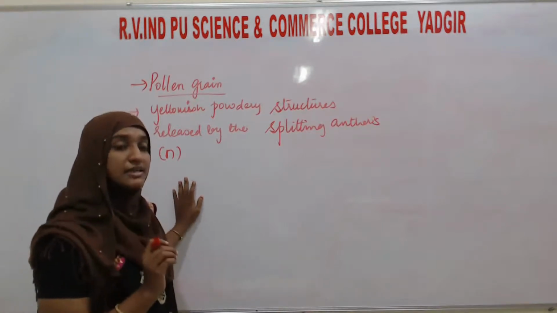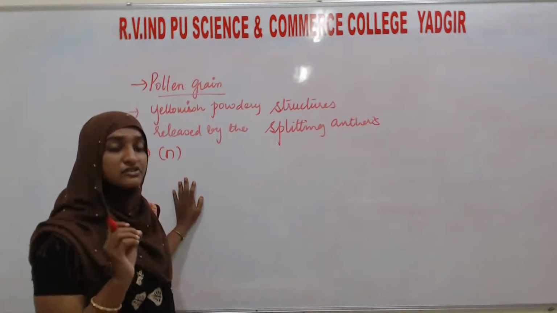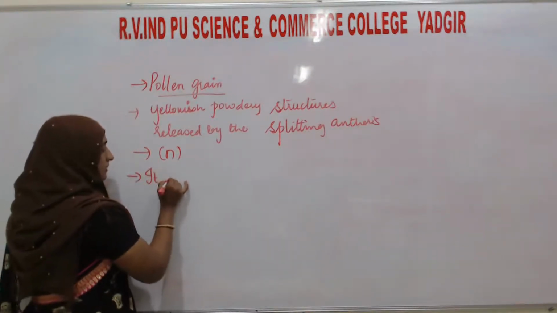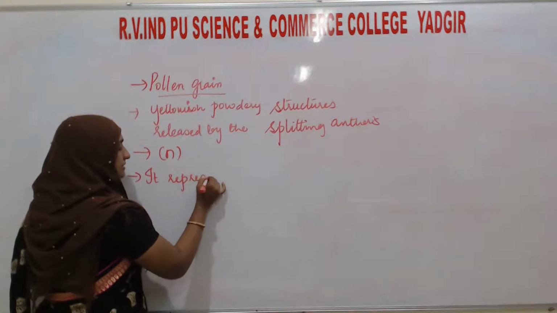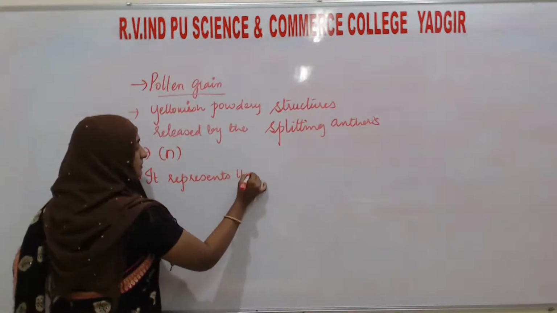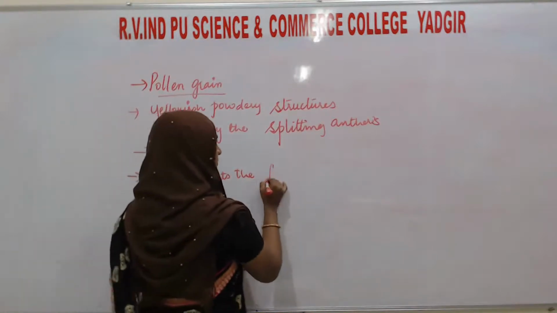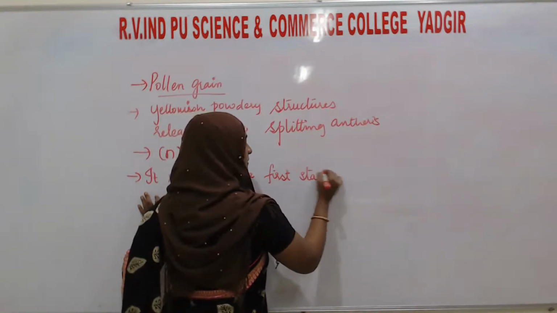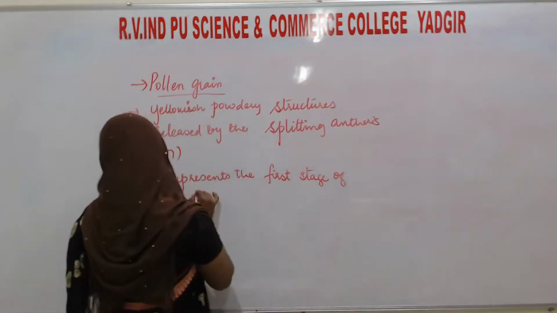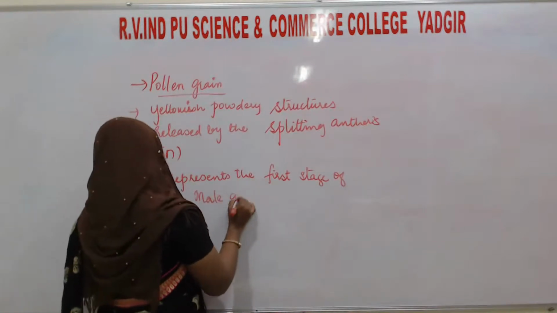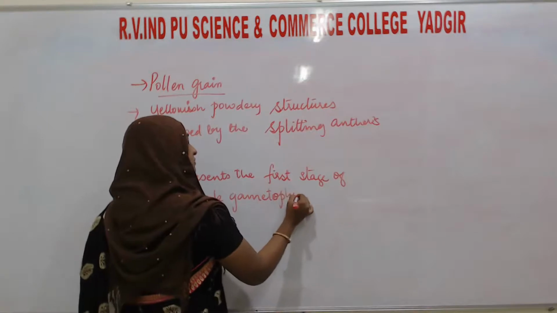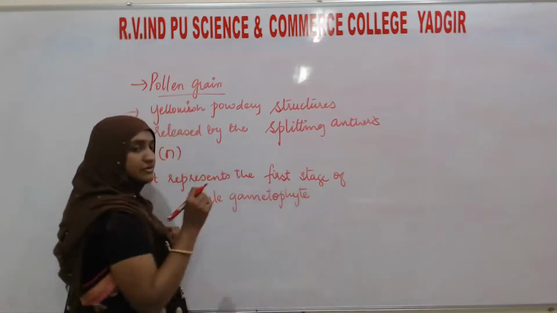Here the pollen grain represents the first stage of the male gametophyte, or the male gamete, what we call. So it represents that first stage.